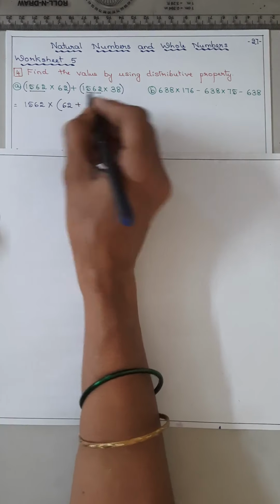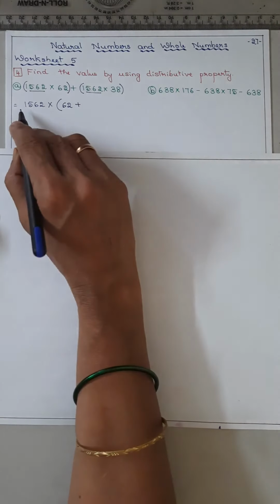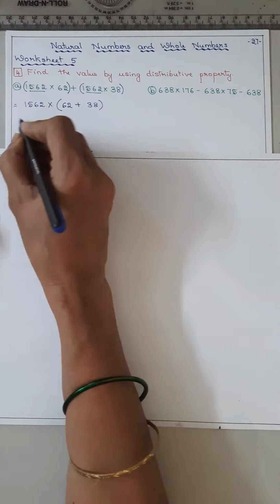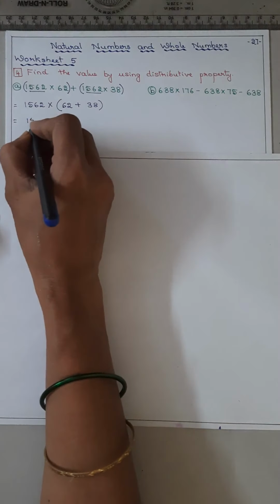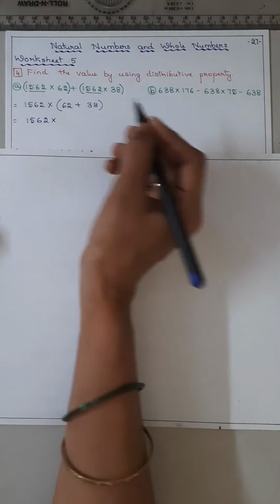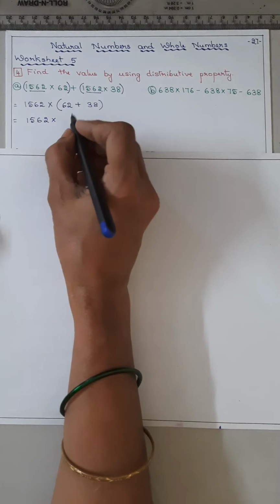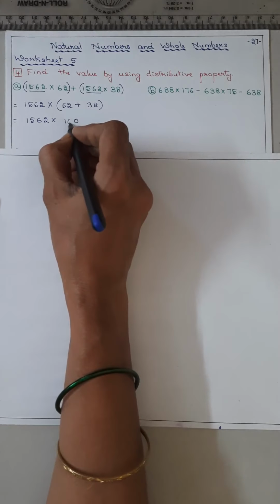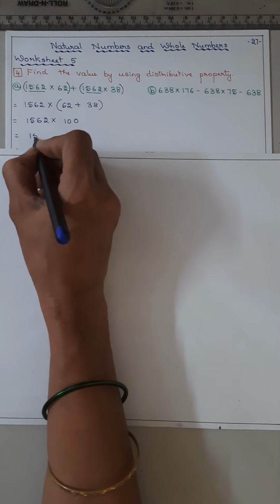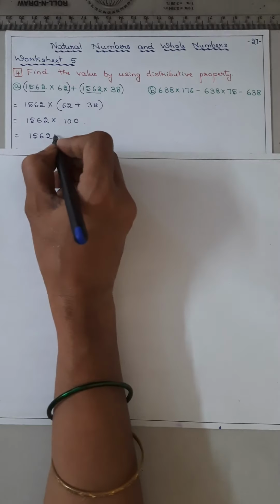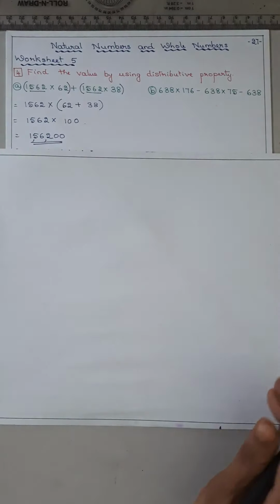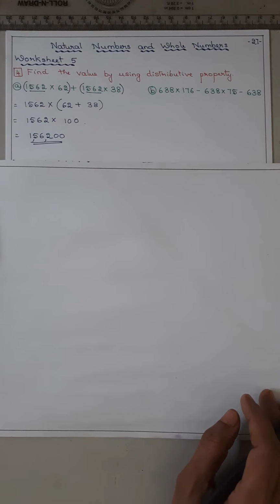Put this plus, and here 1562 we have taken out. So what is remaining? 38. Now 1562 into, add these two, 8 plus 2 is 10. 1 plus 6 is 7 plus 3 is 10. So the answer is 1562 and 2 zeros. That is 1,56,200. समझ में आया सबको?